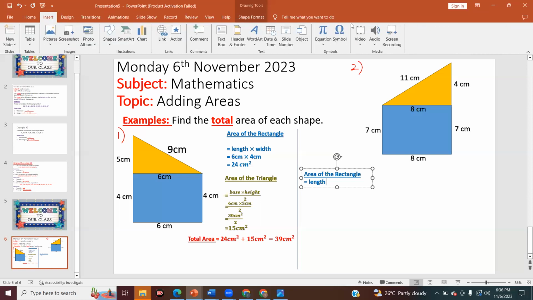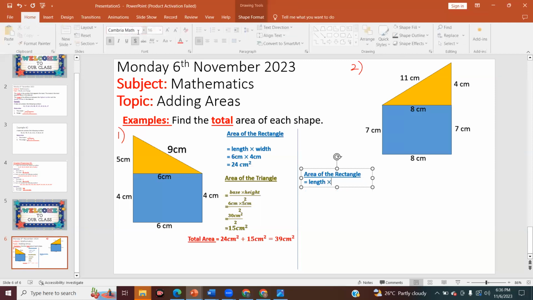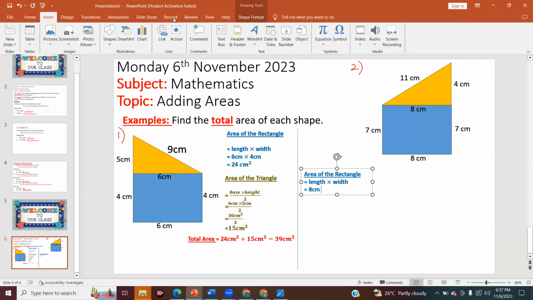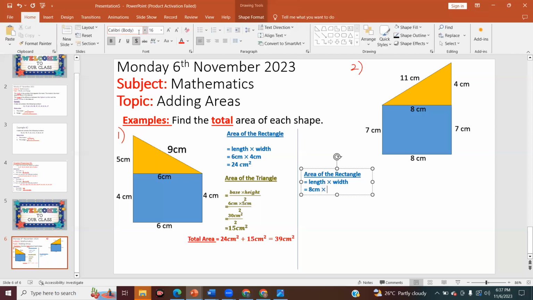Okay, good. So it's going to be length multiplied by width. What is the length, Bri? 8 centimeters. And what is the width? 7 centimeters. So we multiply them together. And what was your answer? 56 centimeters squared. Good.